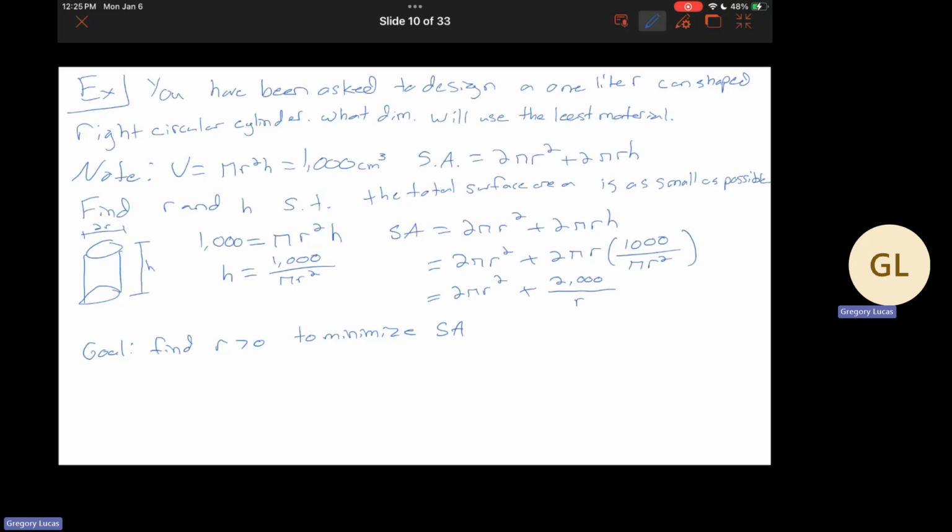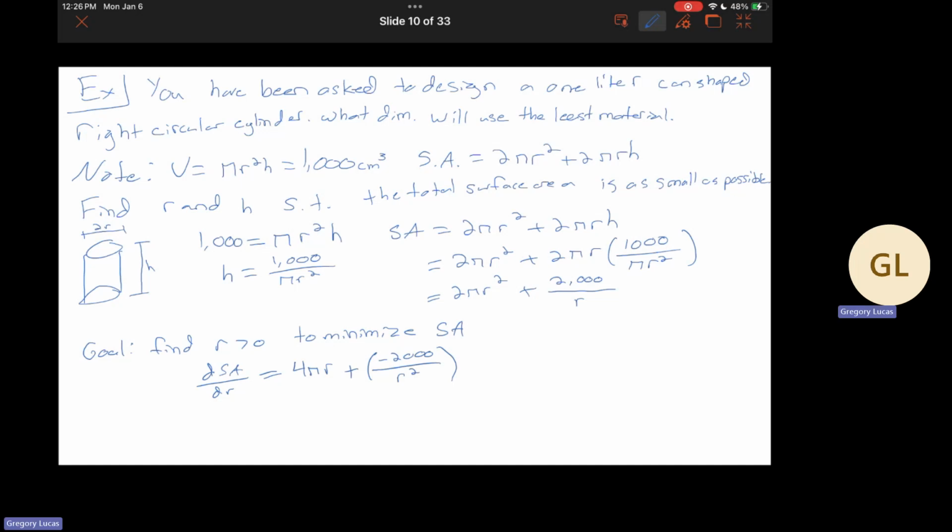All right? So the first thing we want to do is find when f prime is equal to 0. So we're going to take the derivative of surface area with respect to r. Okay? So we're going to take the derivative of the function we just found. So we'd have 4 pi r, since 2 pi r squared, we move the 2 to the front, 4 pi, r squared becomes r. And then 2000 over r would just become minus 2000 divided by r squared.